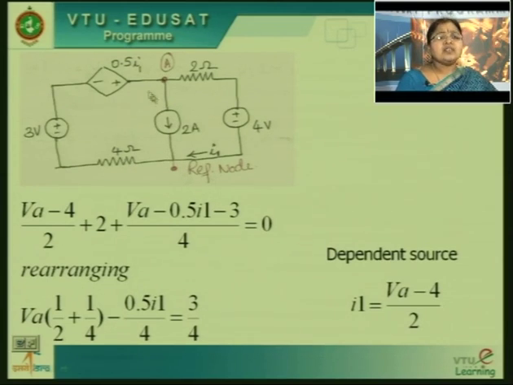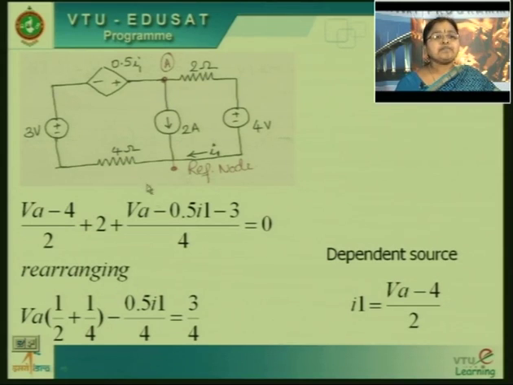Now, how many branches are connected to it? This is one branch, this is the second branch and this is the third branch. So, in my equation there should be three terms: first term, second term and third term. Now, let us see how we can write this equation.